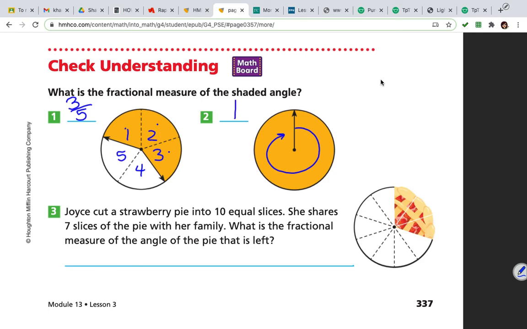And number 3, Joyce cut a strawberry pie into 10 equal slices. So they give us the denominator here. They give us the bottom number. She shares 7 slices of the pie with her family. What is the fractional measure of the angle of the pie that is left? So 7 out of 10 was eaten, so 1, 2, 3 out of 10 is left. 3 out of 10, 3/10. And that is it.